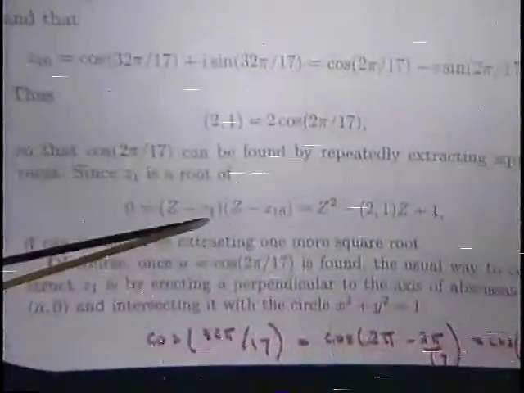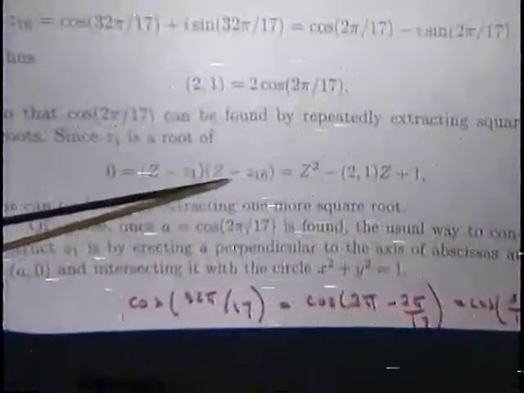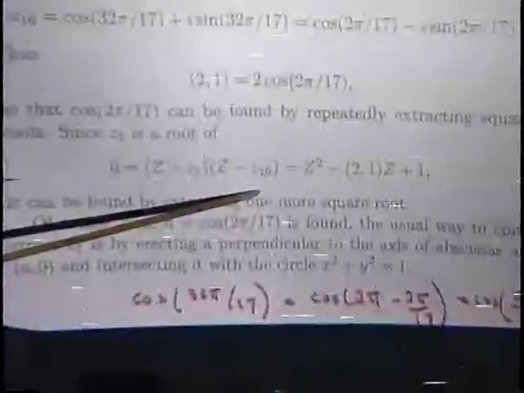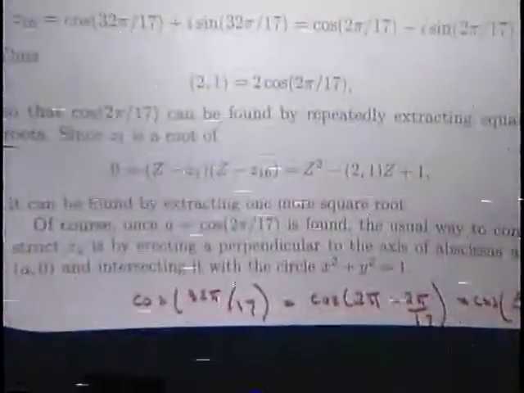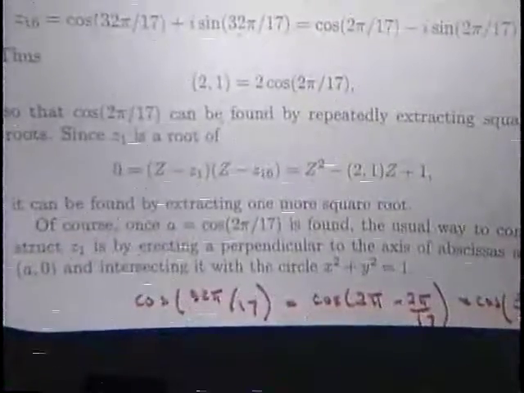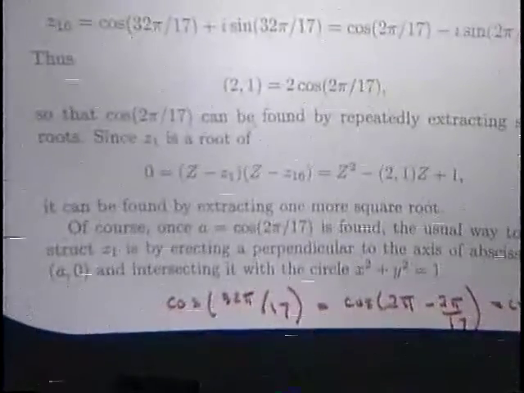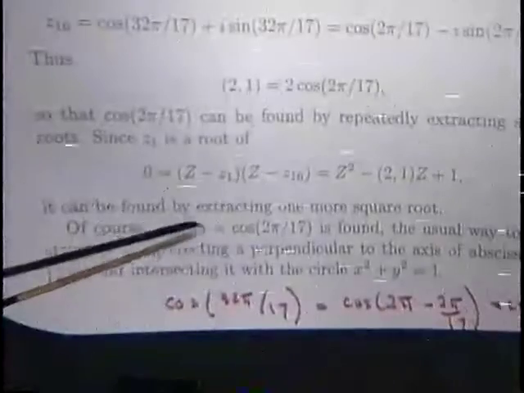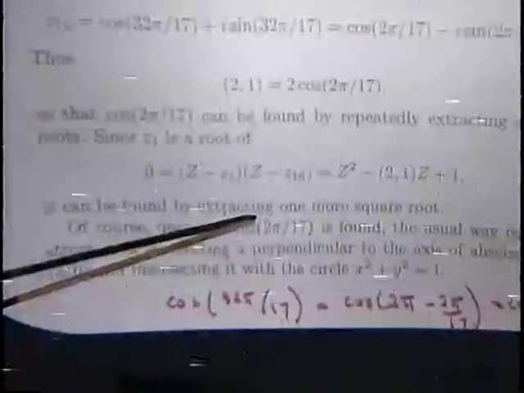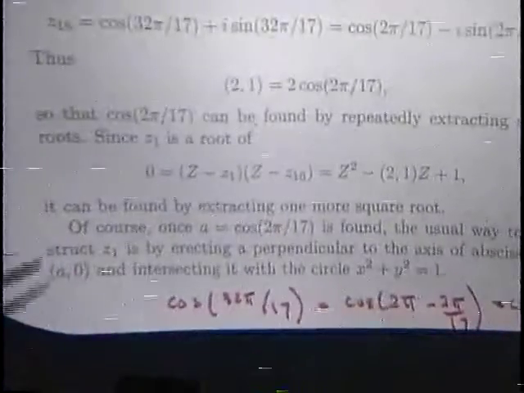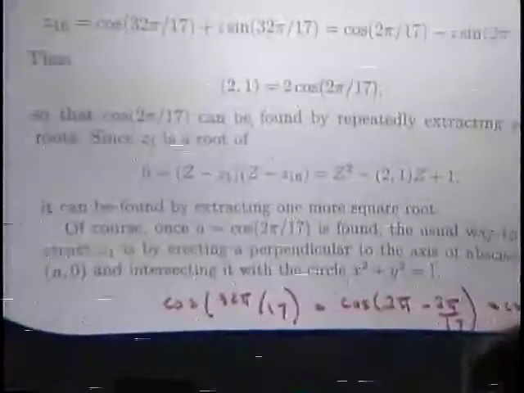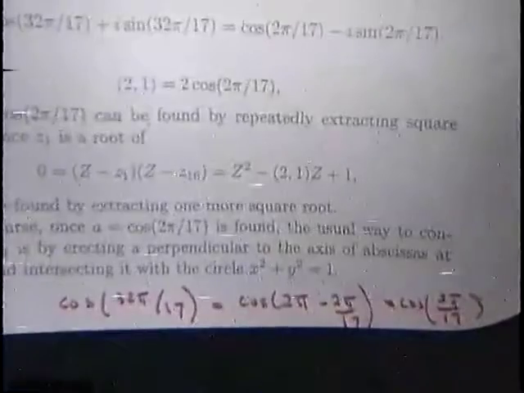Now, if you want to find Z1, we can just observe that it satisfies this equation. So that's one more square root. And once we have Z1, we have everything. So 4 times around, we have everything. But the usual way to construct, once we have this, is the obvious way. Namely, we don't bother with the last step. Don't bother with the algebraic aspects of the last step.